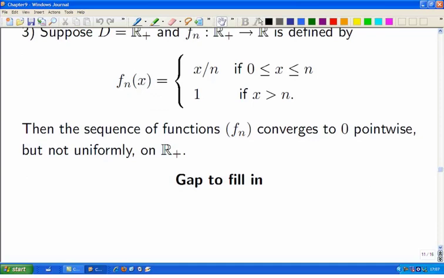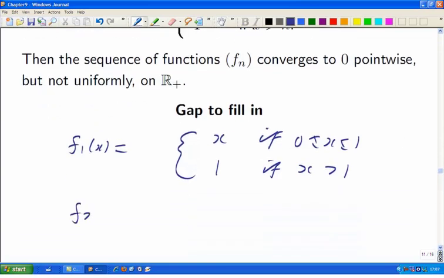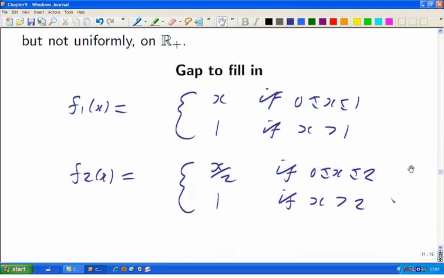So let me say explicitly that f1 of x is x if 0 is less than or equal to x is less than or equal to 1, and 1 if x is greater than 1. f2 of x is x over 2 if 0 is less than or equal to x is less than or equal to 2, and it's 1 if x is bigger than 2, and so on. So you can just substitute in each value of n, and you'll get the definition of these functions.